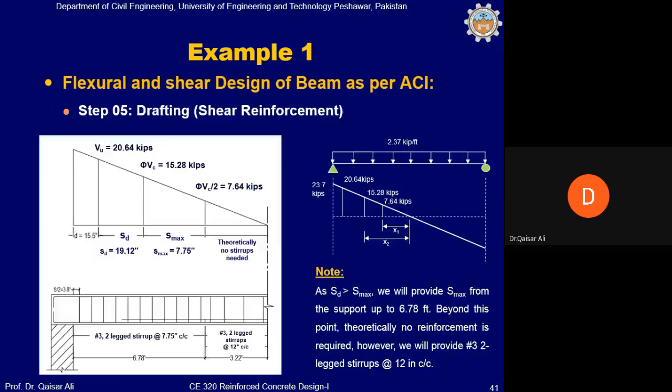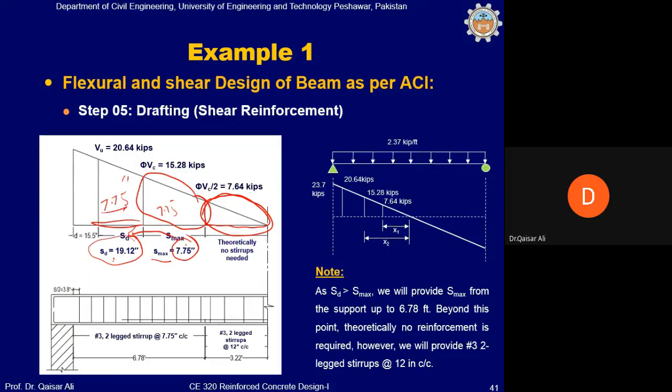The check is also clear. Finally, this is the placement of stirrup reinforcement. In this location, theoretically, no reinforcement is required. In this location, the maximum spacing 7.75 inch shall be used. In this location, although the design spacing is 19.12 inch, as I said earlier quite a few times, if S maximum 7.75 inch is less than the design spacing, you will use the maximum spacing in this location. So 7.75 inch spacing will be used in this location as well.